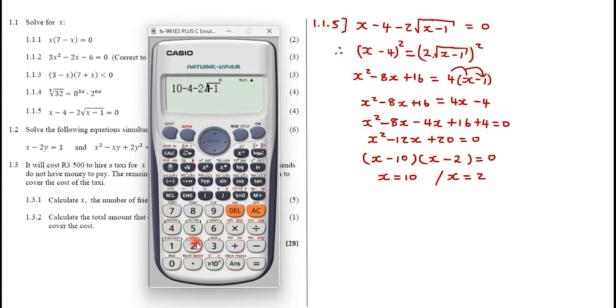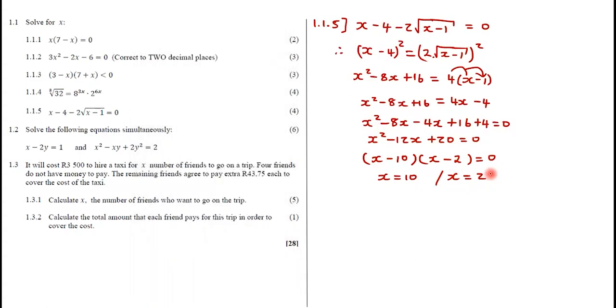Then I'm going to do the same thing for this one. So I must also get 0 here. Now if I don't get 0, it means that one is not it. As you can see here, so this is not it, and then that is the one. So therefore my answer of x is going to be equal to 10.